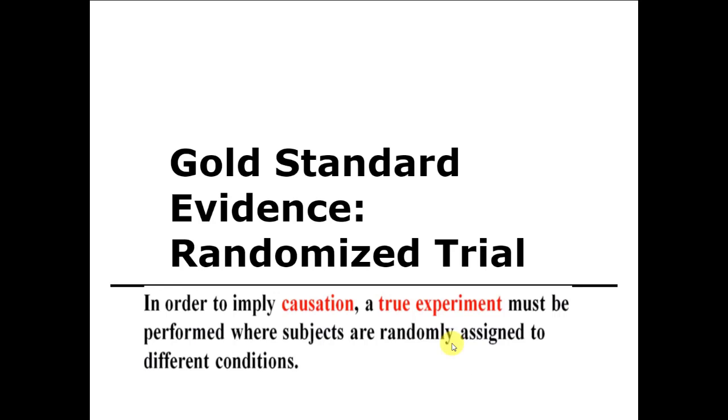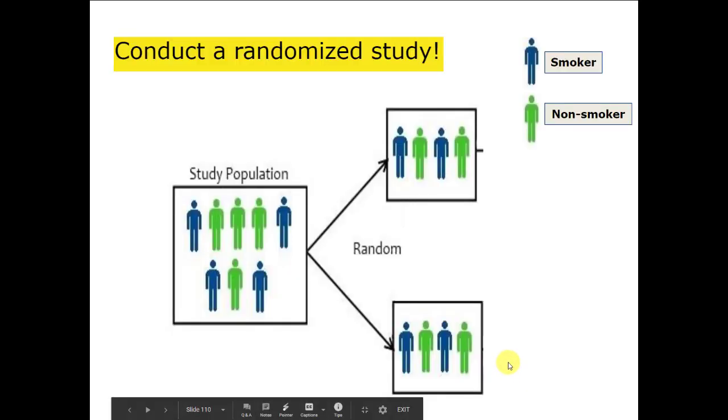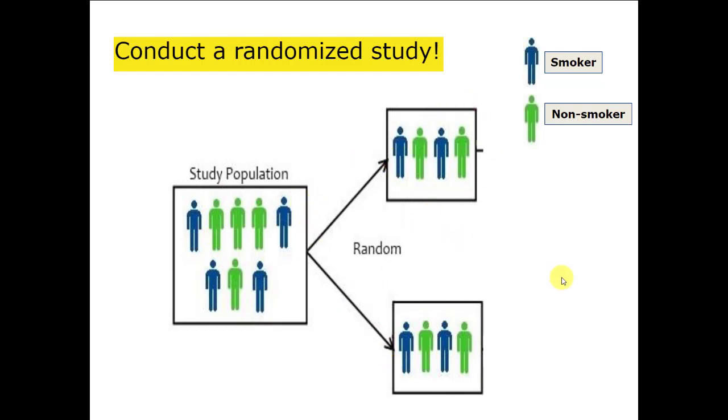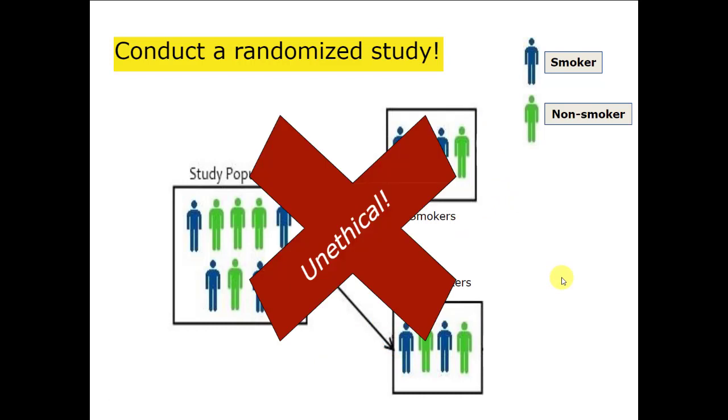So let's think about this in terms of a true experiment, a randomized trial. Because in order to imply causation, you need to do a true experiment where the subjects are randomly assigned into different conditions. But if you conduct a randomized study, a true experiment, you would have to take the population, and the blue people here are smokers and the green people here are non-smokers, and randomly assign them into groups of smokers and non-smokers. That's unethical.